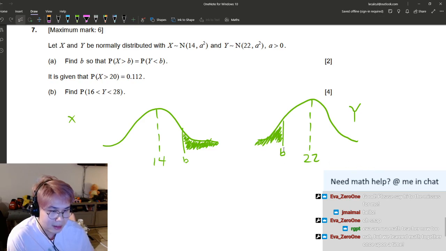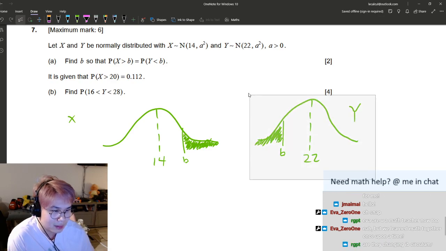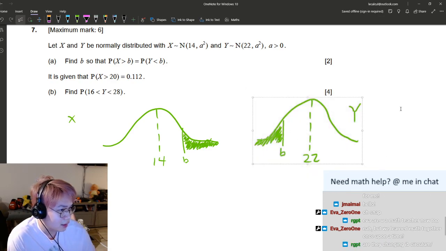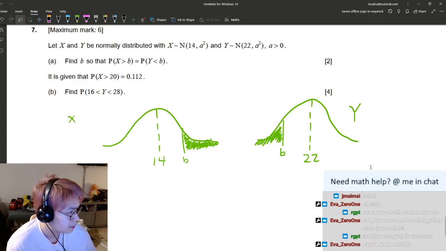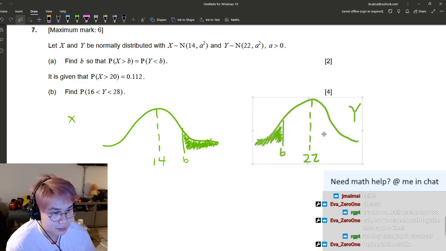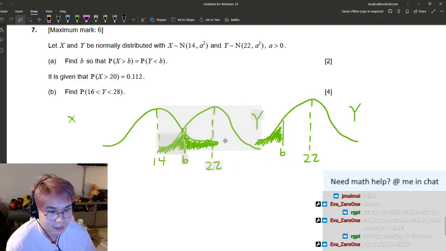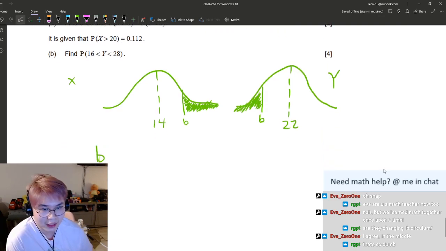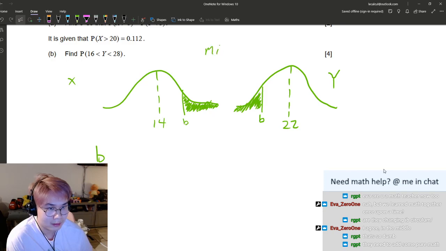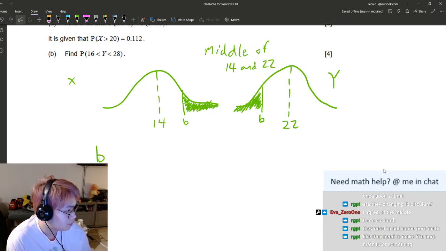Doesn't this just have to be the number in the middle of them? They already changed it last year. They made it a little bit easier. The one in the middle? Yeah. So B has to be the middle of 14 and 22. That's so dumb. They need to add pure math.